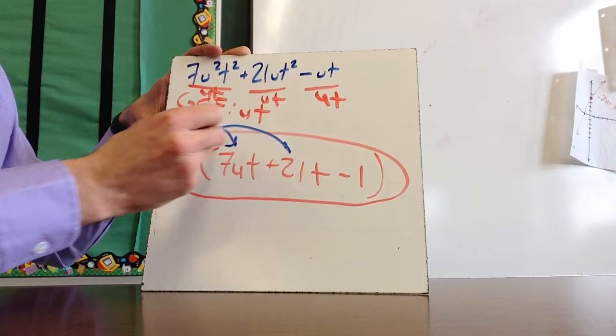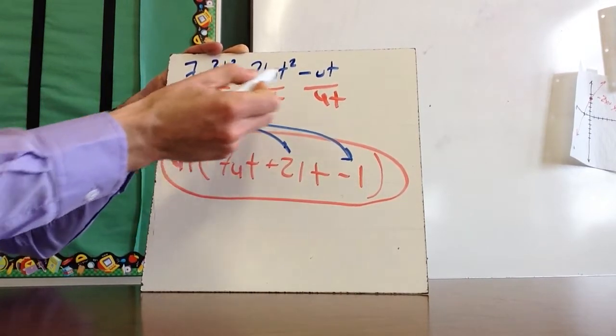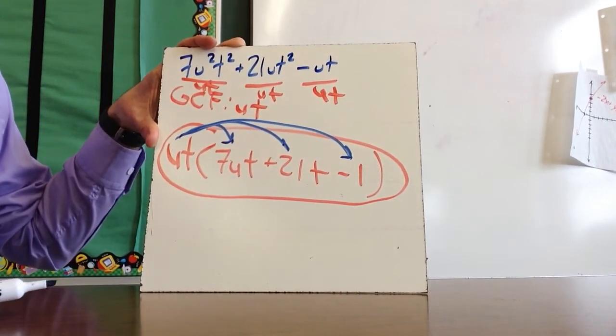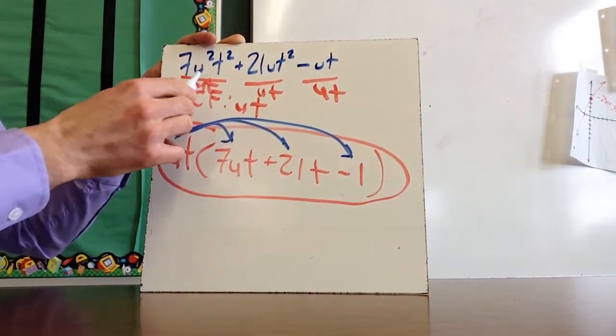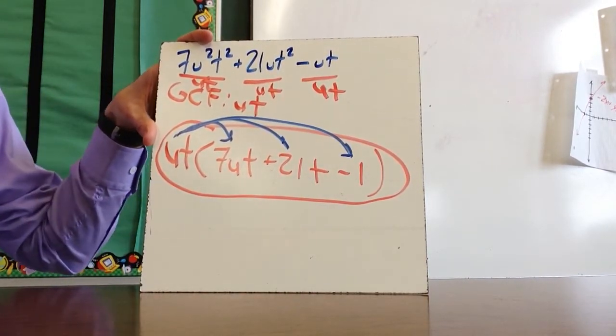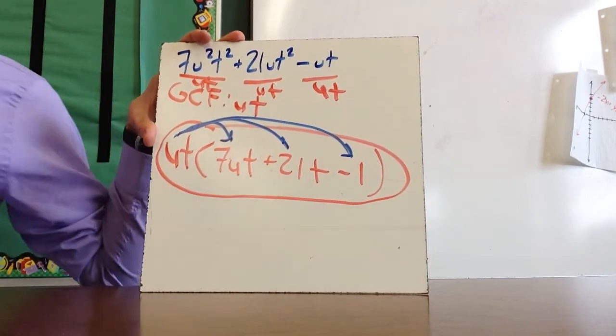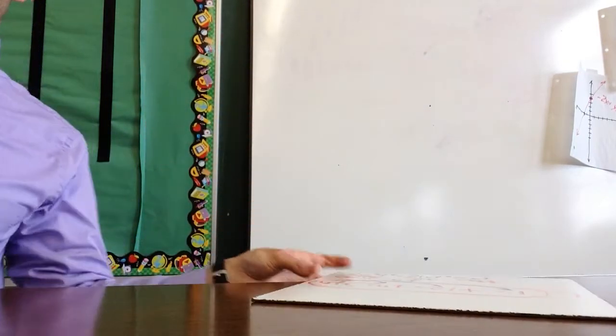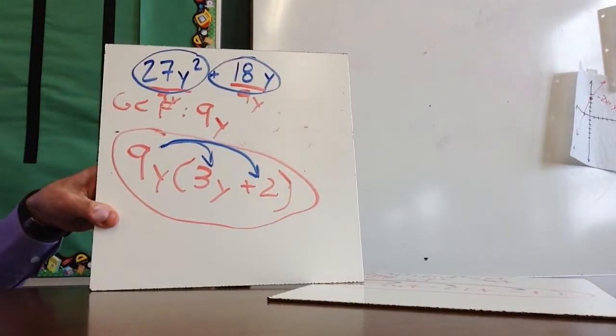Again, to check your answer, all you would need to do is take this ut, distribute, and I should get back up to the blue problem that I started with. If after I distribute I don't get back up to the blue, it means I obviously must have done something wrong. So that's how you're finding the greatest common factor in 3 terms or in 2 terms.